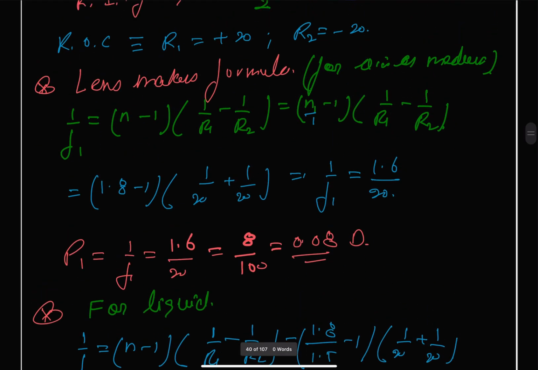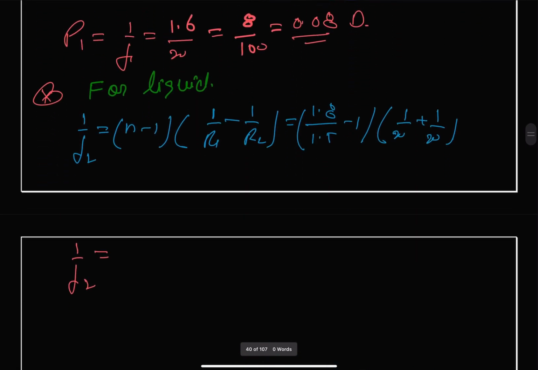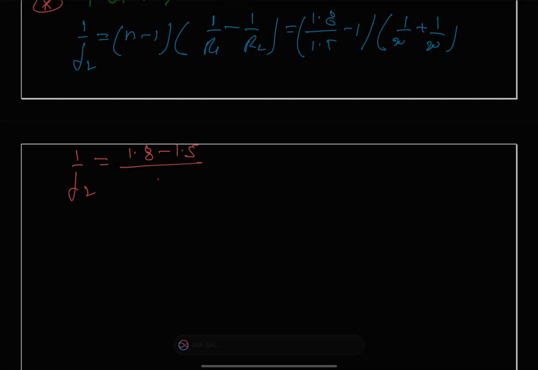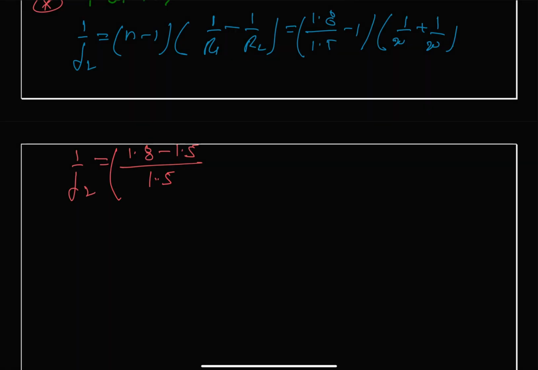1.5, 1.8, yeah. So we can write this as 1.8 minus 1.5, divided by 1.5, and this will be about 2 upon 20. And this will be equal to 0.3 divided by 1.5 multiplied by 2 by 20, and this comes as 3 by 15.